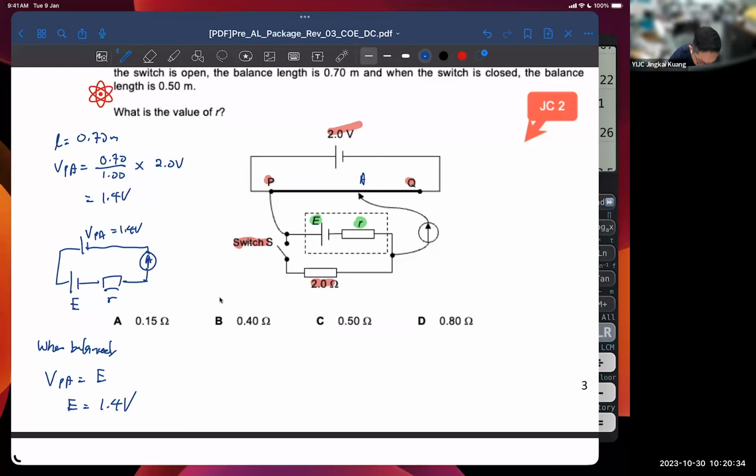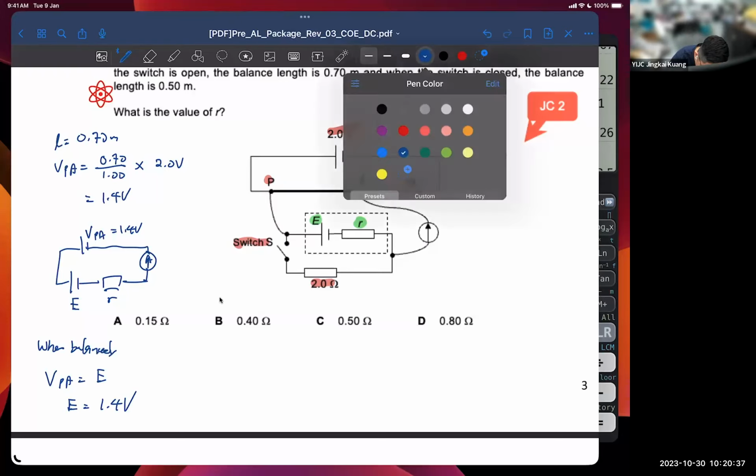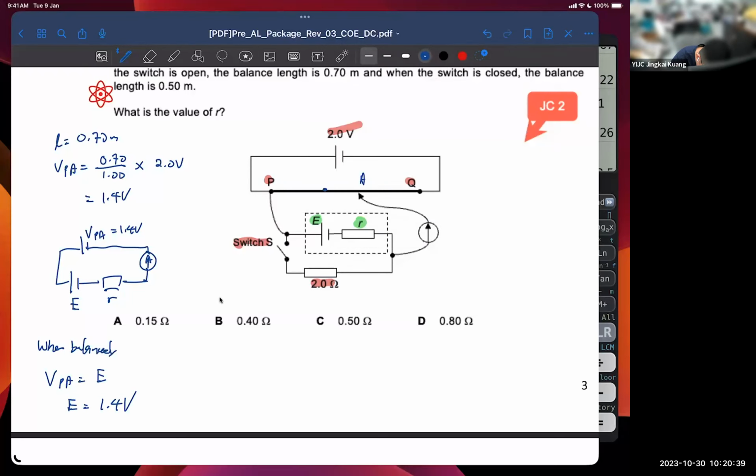Second part, let's do the second balance. Let's call the balance point B here. When S is closed, my balance length becomes PB. So VPB is equal to 0.5 over 1.0 times 2.0. So I get 1.0 volts.